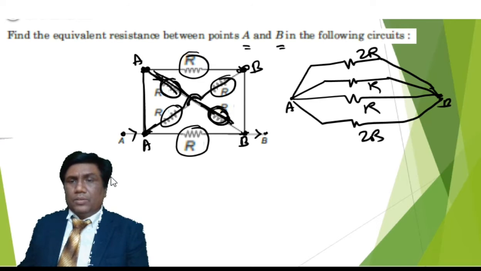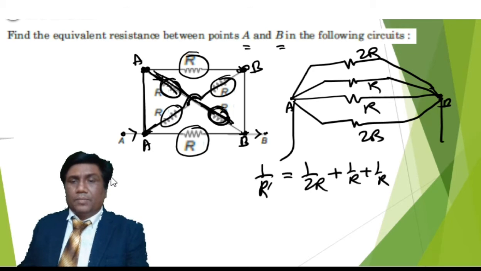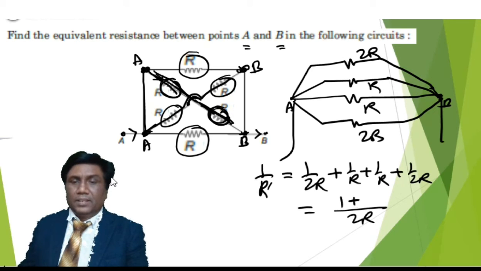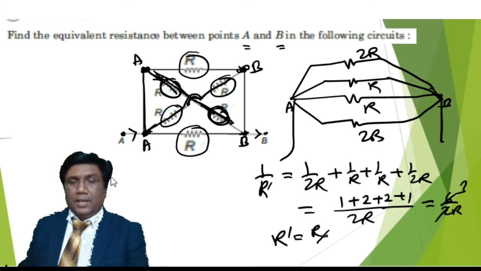So now the picture is clear. What is the resistance between A and B that we need to find out? Well, we can easily find out 1 by R dash equals 1 by 2R plus 1 by R plus 1 by R plus 1 by 2R. If I take the LCM 2R, it is 1 plus 2 plus 2 plus 1, which is 6 over 2R, that is 3 over R. So R dash equals R by 3.